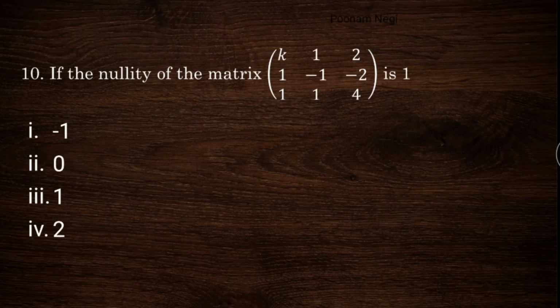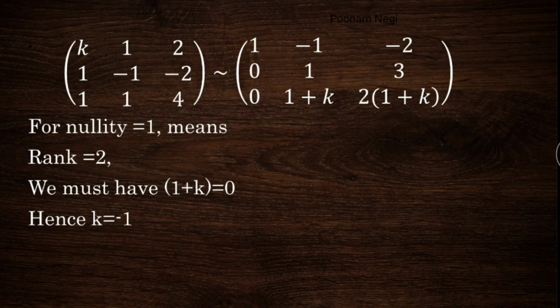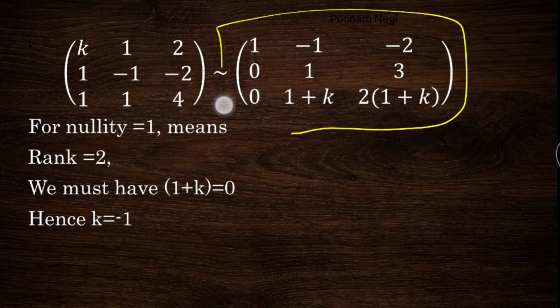Our last question is, if the nullity of this matrix is 1. We are given the nullity of the matrix, and we have to find the value of k. Simply, in such type of equation, we have to reduce these matrices into echelon form and then calculate the value of k. If we reduce this matrix, we will have this final matrix.